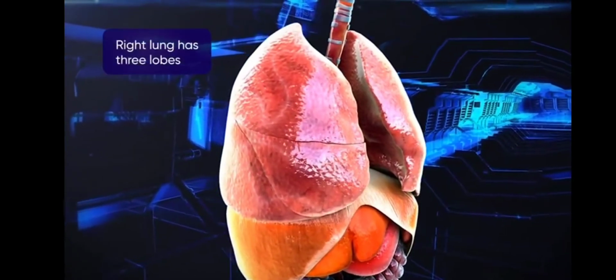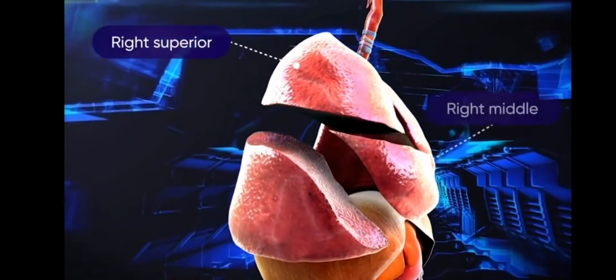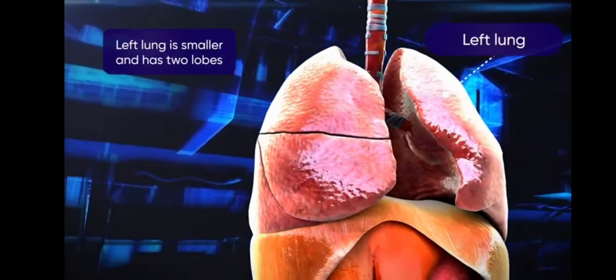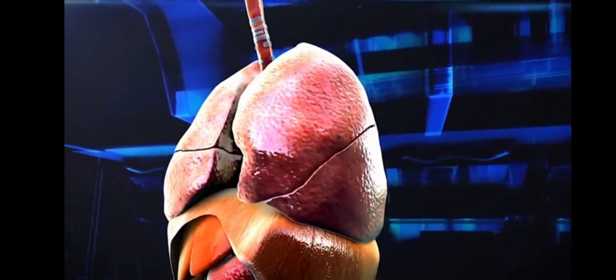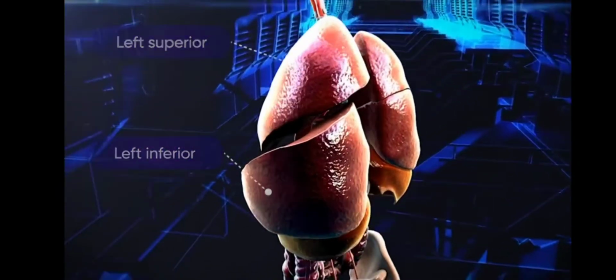The right lung is divided into three lobes: the right superior, right middle, and the right inferior lobe. The left lung is smaller and has only two lobes: the left superior and the left inferior lobe.